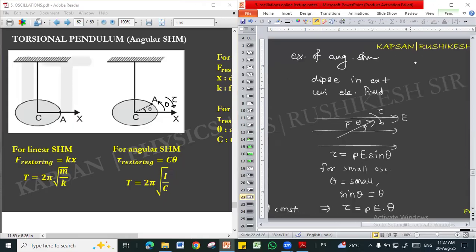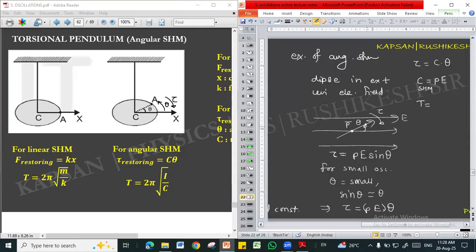Now comparing this tau equal to PE into theta with tau equal to C theta, forget the plus minus. Your C of SHM, just like K of SHM, now you will find C of SHM. What will be C of SHM in this case? C of SHM will be PE. Now this point which is coming out of the board is your axis of rotation. You can figure out the time period of this dipole.